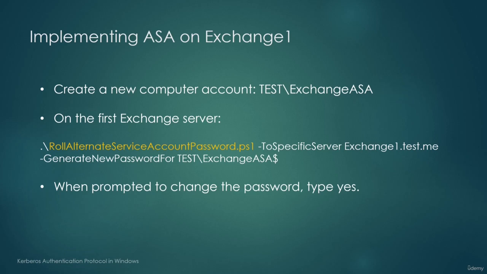The ASA account is assigned to Exchange servers using the PowerShell script called RollAlternateServiceAccountPassword. On the first Exchange server, we run the script and assign the ASA account to the server. When prompted to change the password, we need to type yes.